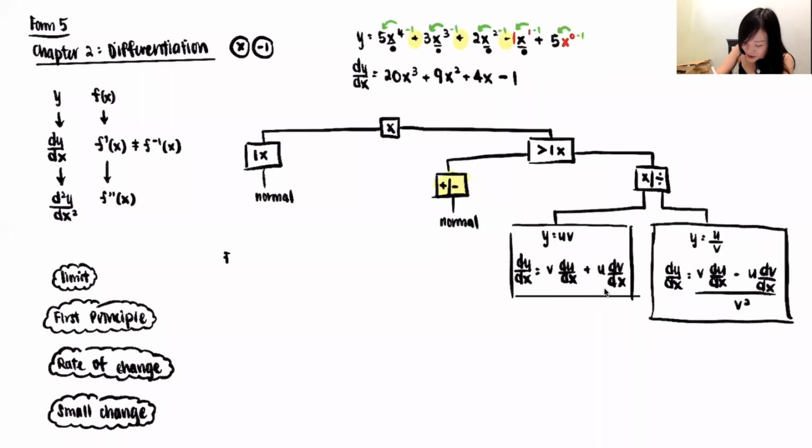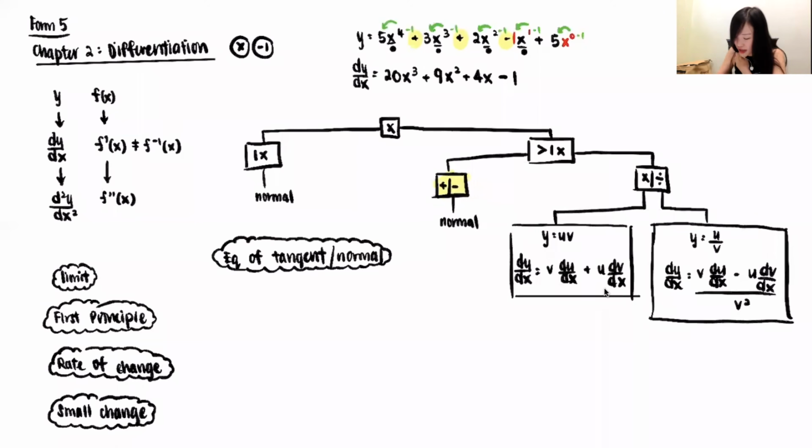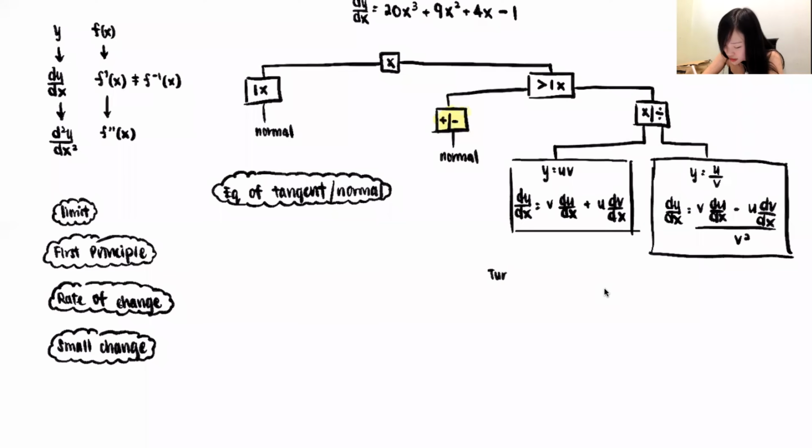So today I'm doing equation of tangent and also for normal. Other than that, today we are also doing turning point. Okay, that is what we're gonna do today. And trust me, 2 hours is more than enough for you to master these 2 parts. So you just follow me, you will master it, okay, my dear?